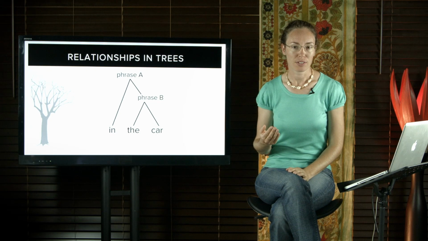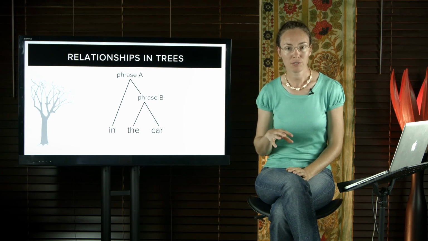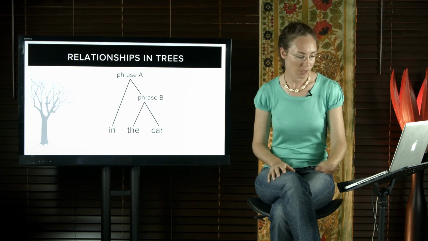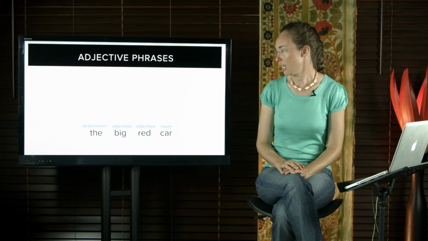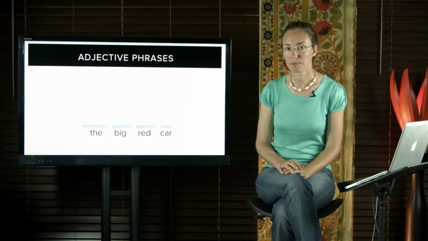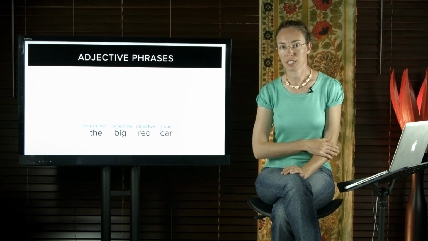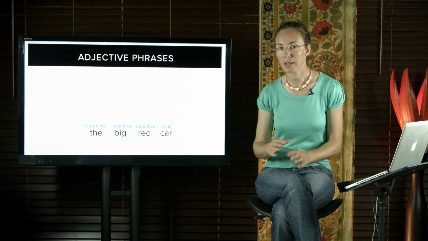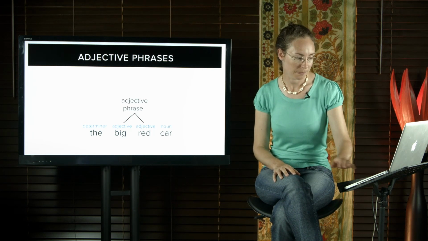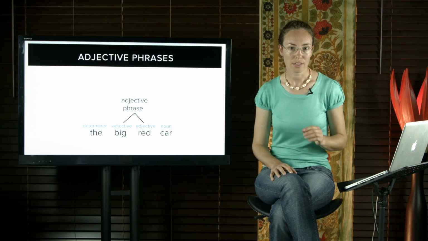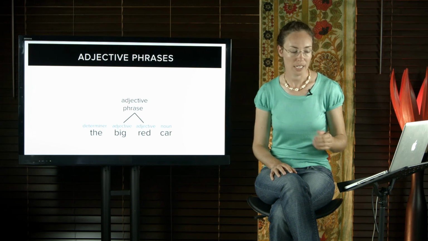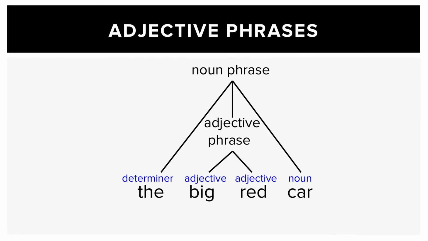Since phrases are named after the head, adjective phrases are simply phrases where the head of the phrase is an adjective. So, for example, the sentence, "The big red car drove away," contains the phrase, "the big red car," and this includes the adjectives big and red. An adjective phrase can contain more than one adjective, so we can make big red into a phrase. But that's not all, since we have to add the determiner "the" to complete the phrase, and from there we can continue to build up the tree.